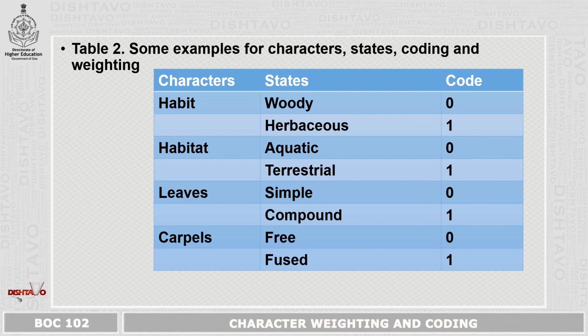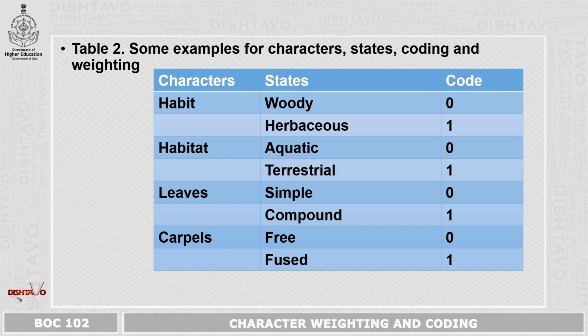Here is the table with a few examples of apomorphic and plesiomorphic characters. For example, take habit. The character state is woody or herbaceous. Here woody is the plesiomorphic character, whereas herbaceous is the apomorphic character, because in evolution woody plants are the ancient ones and herbaceous plants are more recent. So we consider woody as ancestral and herbaceous as more recent. So we will give 0 code for woody plants and 1 for herbaceous.